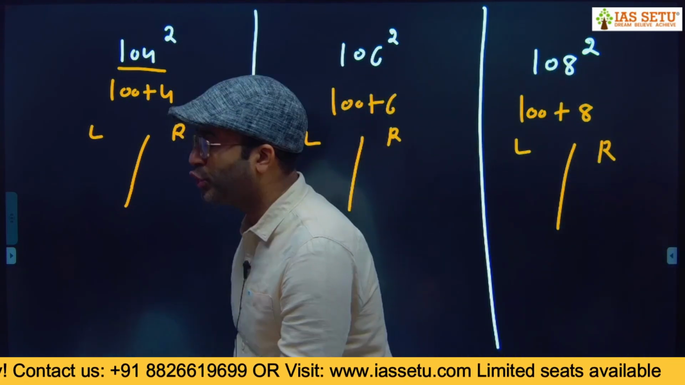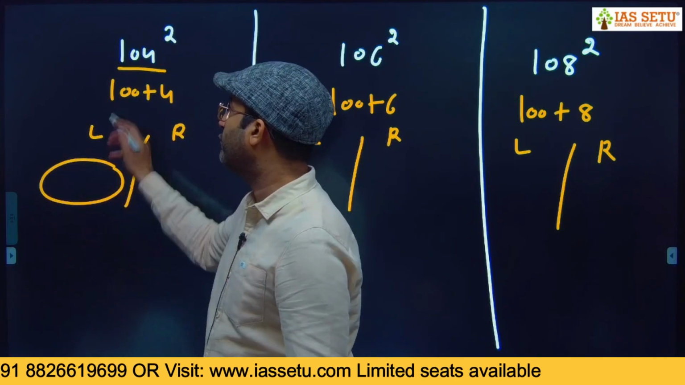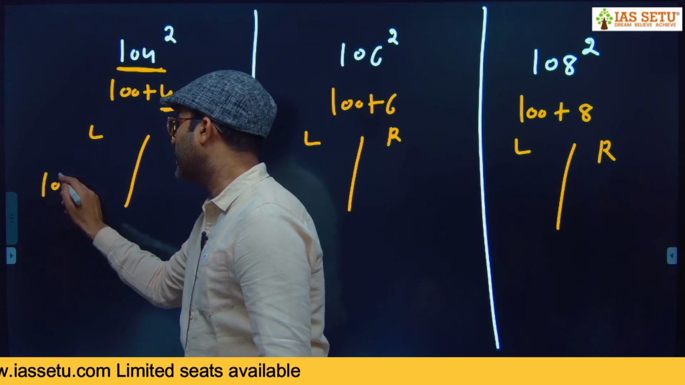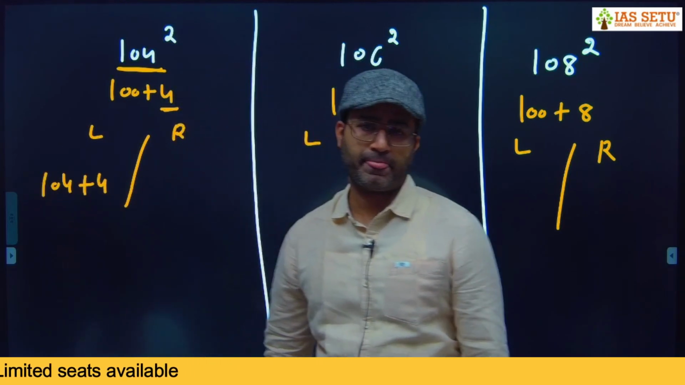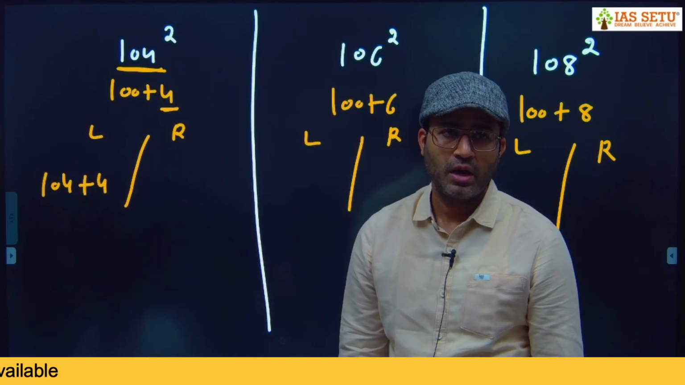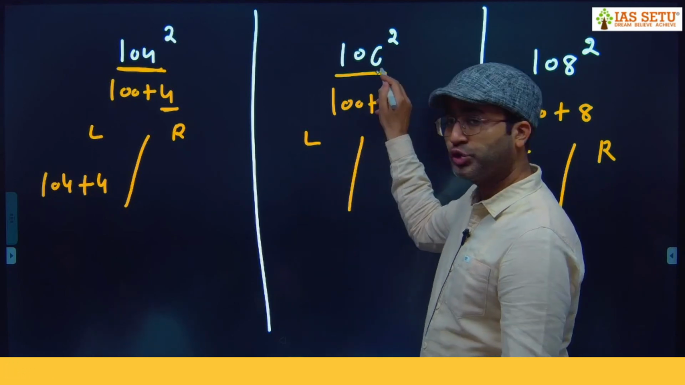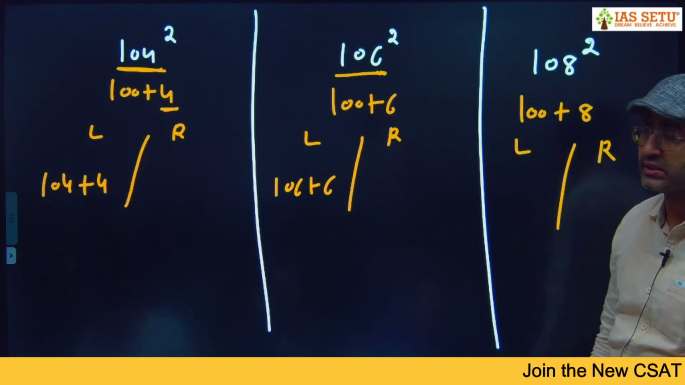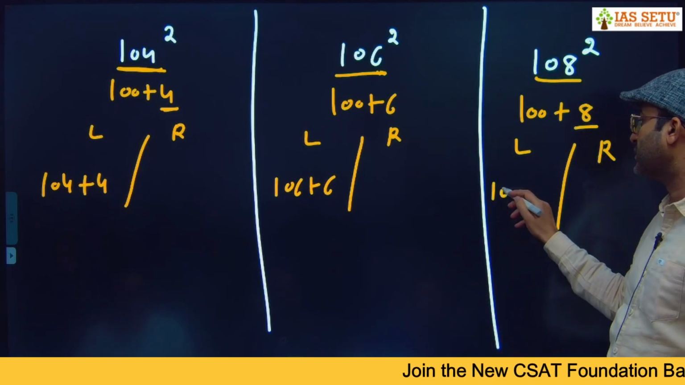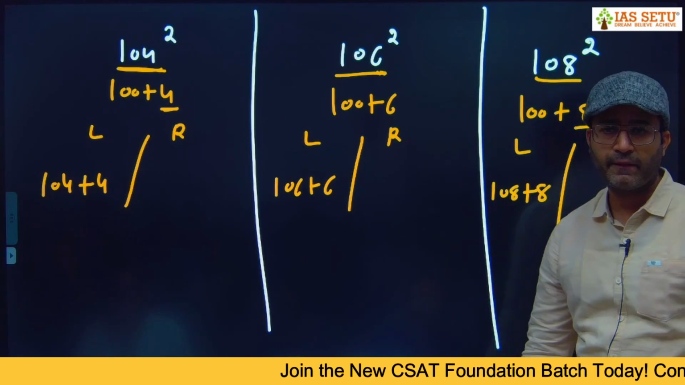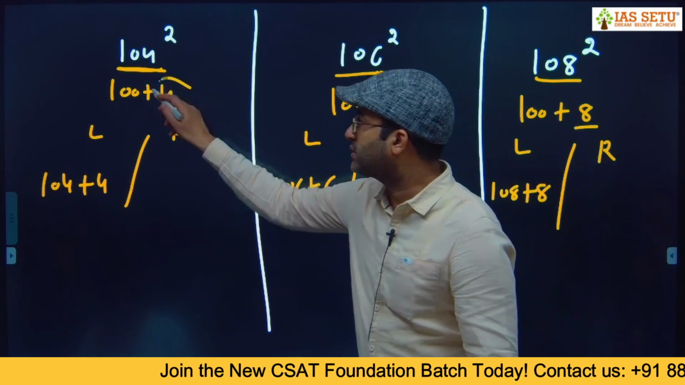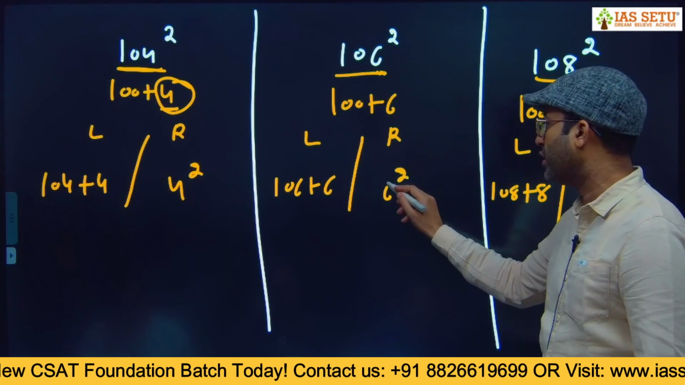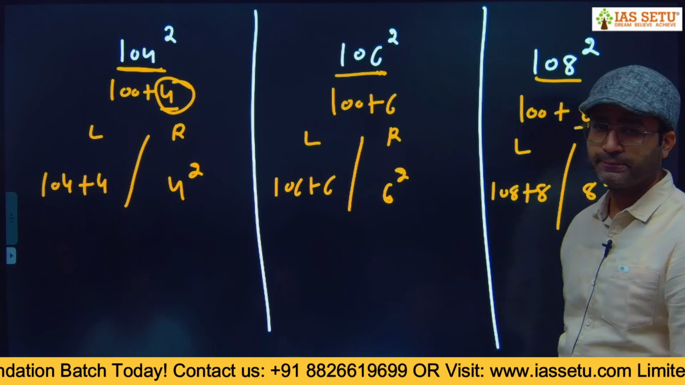Next is step number 2. On left hand side, what we do, this number plus this extra. 104 plus 4. Here, to the number 106 we have to add this extra part, 106 plus 6. Here it is 108 plus 8. And the right side part is this extra value square. It is 4 square. Here it is 6 square. Here it is 8 square.